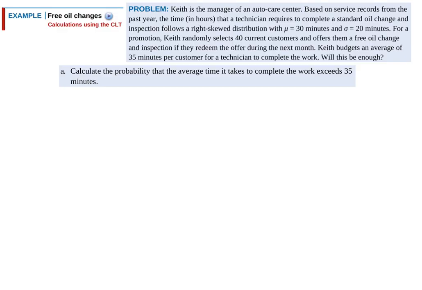All right, one last example, 2 parts. Hang with me. This one is called free oil changes. And any of you that have a car that needs oil changes, oh, wouldn't that be beautiful? Free oil changes.